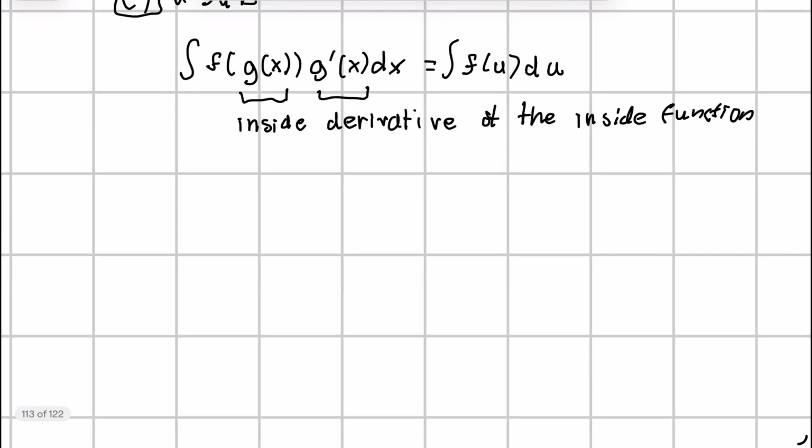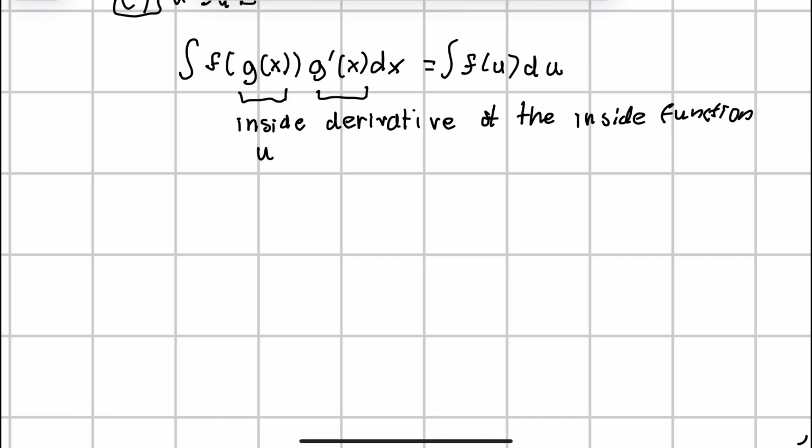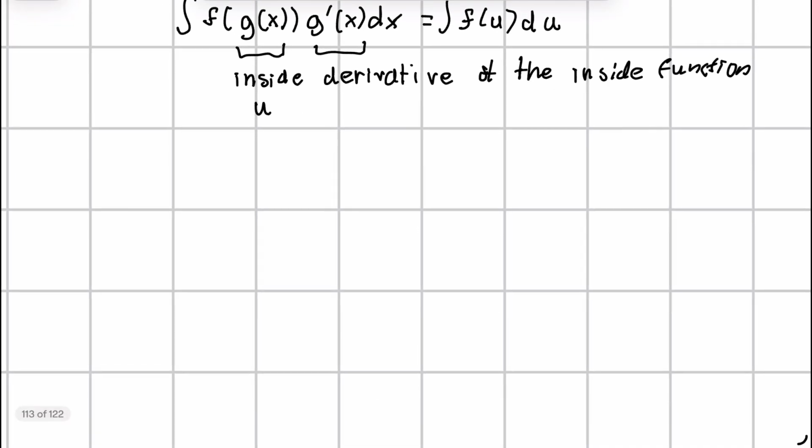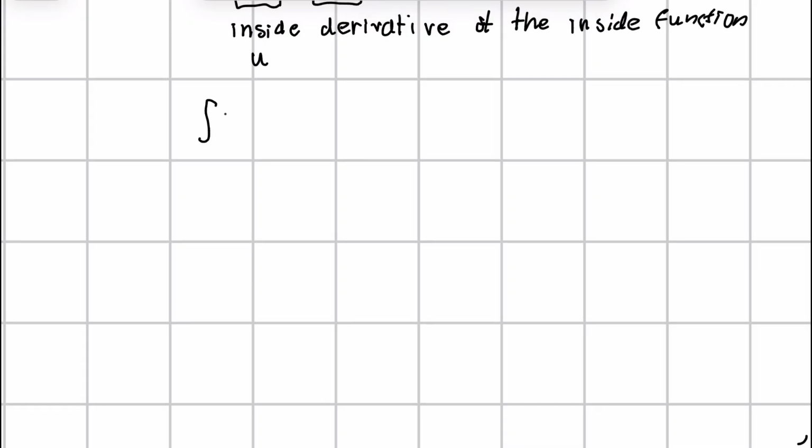Our first step is we're going to let u equal to the inside function, and then we're going to find du. Then we're going to replace everything in terms of u, and then we're going to integrate and then substitute back our value of u. So let's say, for example, we have the integral of 6x times 3x squared plus 1 to the power of 5 times dx. We're going to see that our inside function is u. So we're going to say u is equal to 3x squared plus 1.